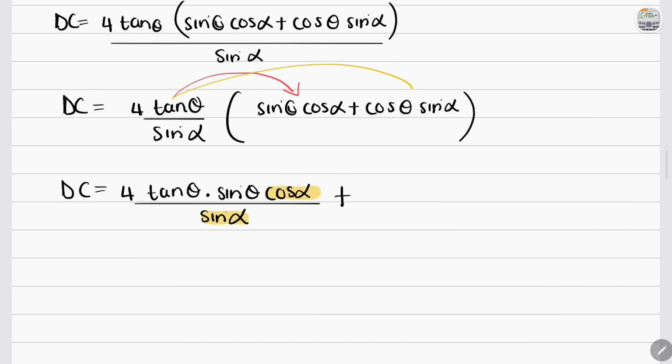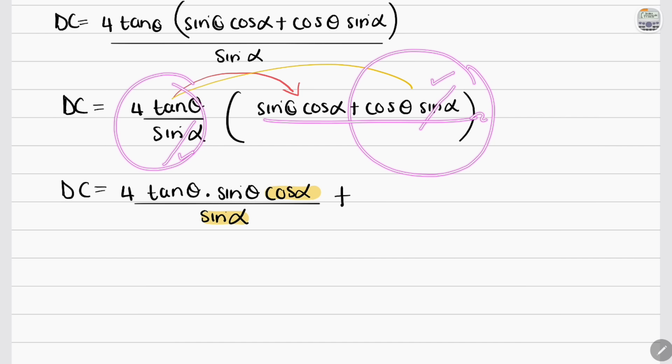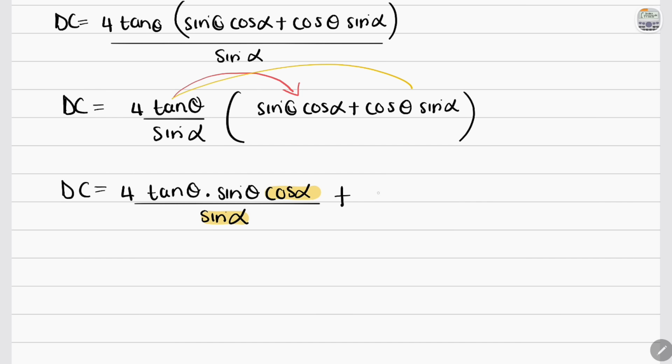Now I want you to see what happens here. When this multiplies with this, do you see that sine alpha and sine alpha would cancel? Because this is in the numerator, this is in the denominator. This is really over 1, at the end of the day. So those cancel, and then all you'll be left with is the 4 tan theta and the cos theta. So 4 tan theta cos theta.